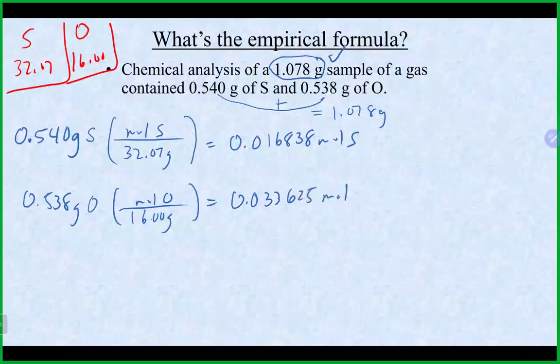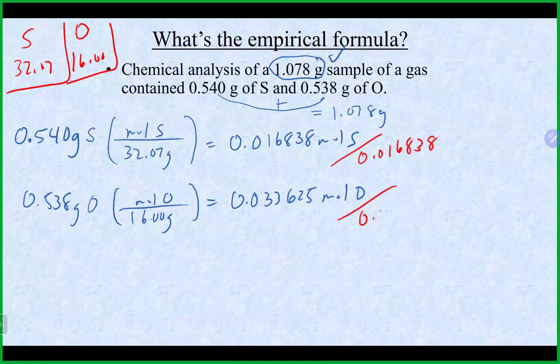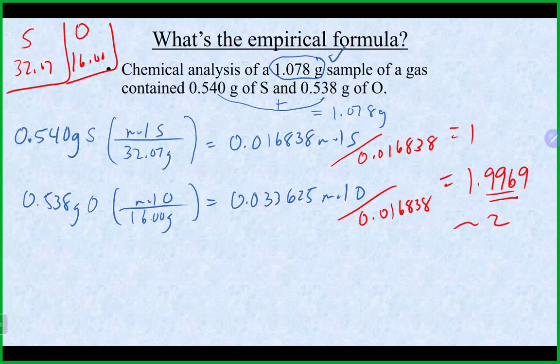0.033625. And by the way, I'm not rounding very much here because I'm just going to use them to divide anyways, so I don't have to worry too much. You probably don't want to round really strictly here. You might want to take a couple extra digits as well. In this particular case, we always divide by the smallest, which looks like it is the sulfur. So that is what we want to divide everybody by. That's going to give us a 1 for the sulfur, and 1.9969 for the oxygen. That is definitely close enough to round to 2 in this case. So that would give us SO2 as our empirical formula.